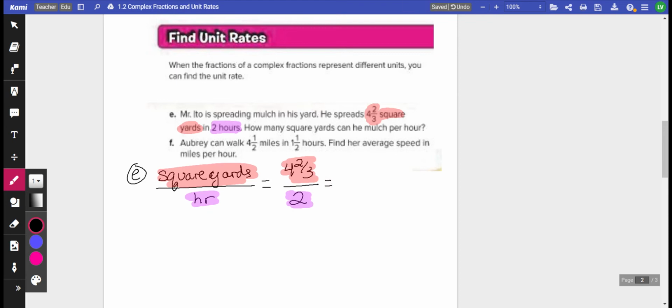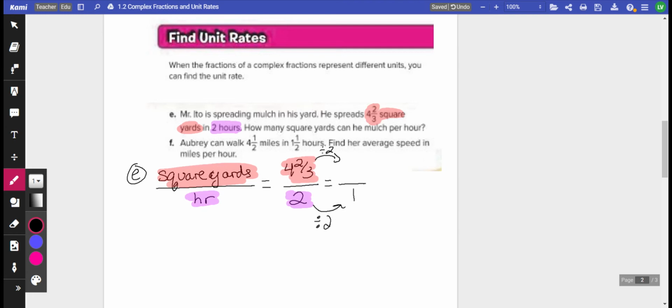I want to get from 2 to 1. In order to do that, I divide by 2. Whatever I divide the denominator by, I have to divide the numerator by. 4 2/3 divided by 3. Oh, I'm sorry, that should be divided by 2, not 3. I divided the denominator by 2, so do the same thing to the numerator.